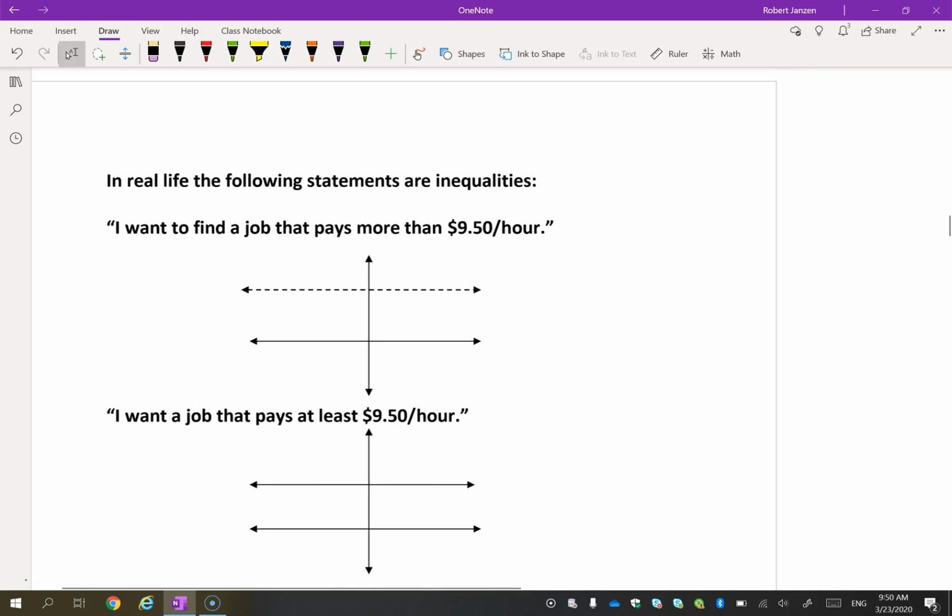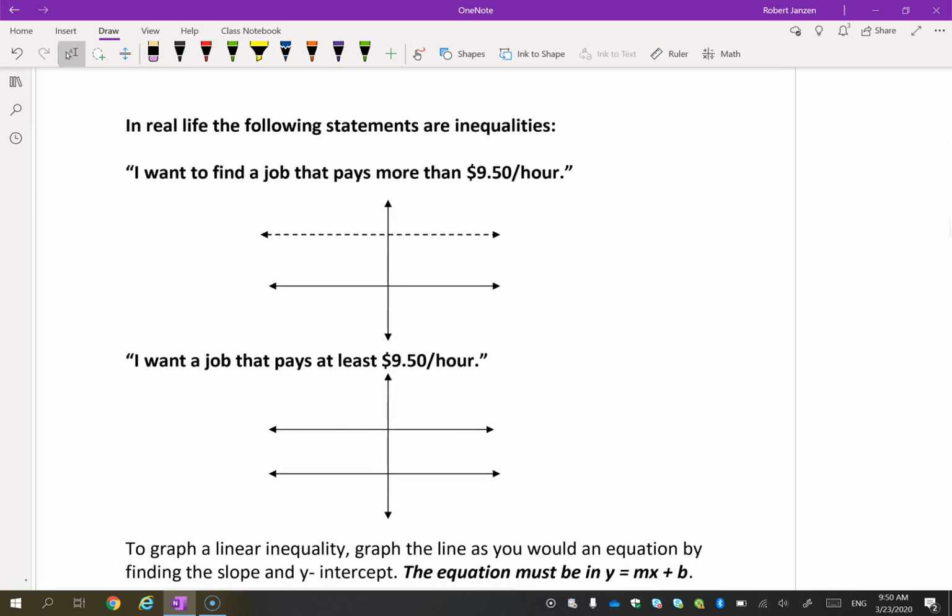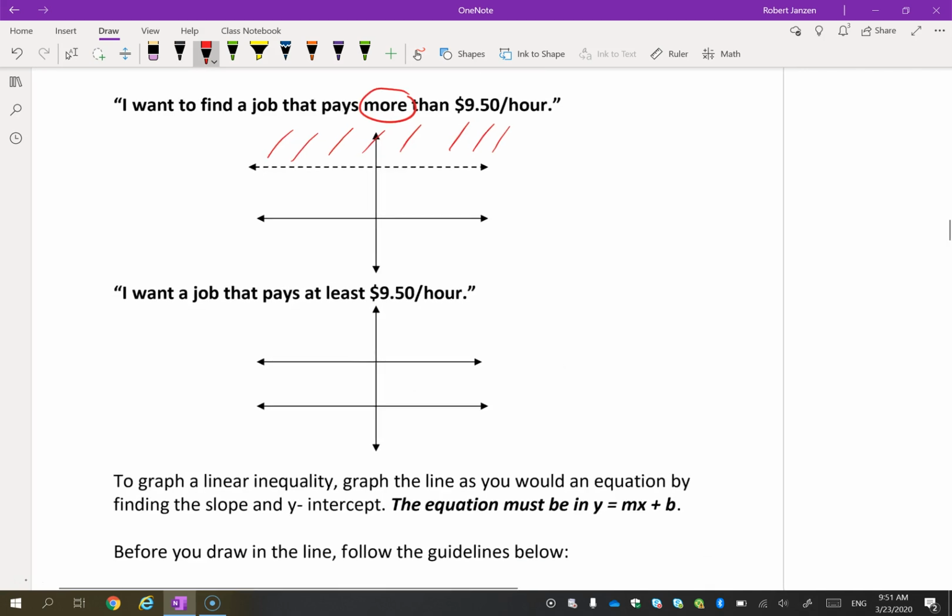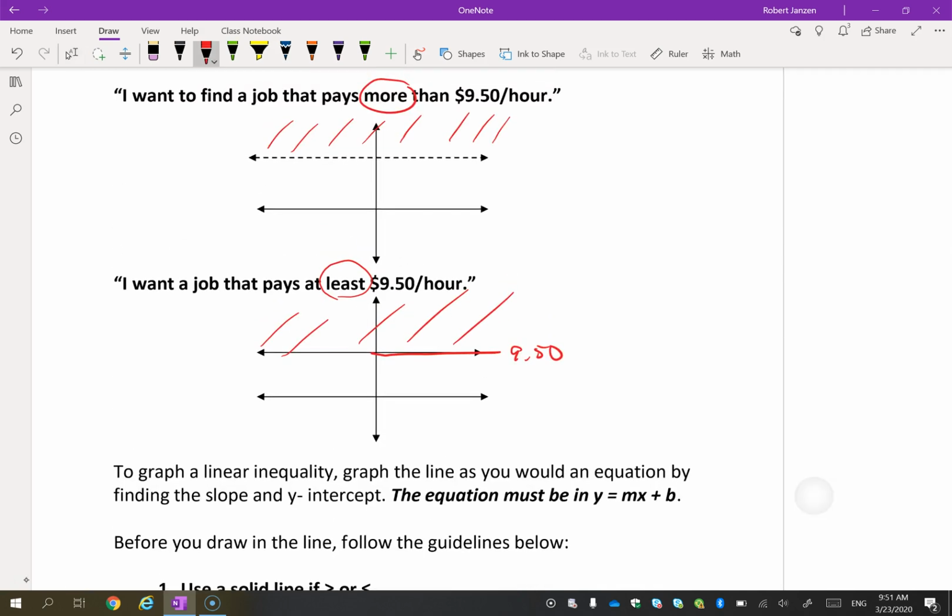Okay, so what does that look like? Well, maybe this will help a little bit. If I want a job that pays more than $9.50, what would be an example of something that gets more than $9.50? Well, $10 would be more. So anything above this line would satisfy more than $9.50. But what is a job that pays at least $9.50? Well, the difference there is $9.50 is included. So if it's included, what do we do that's different? We use a solid line for included. Okay, so dotted line if we're not including $9.50, solid line if we are including $9.50.